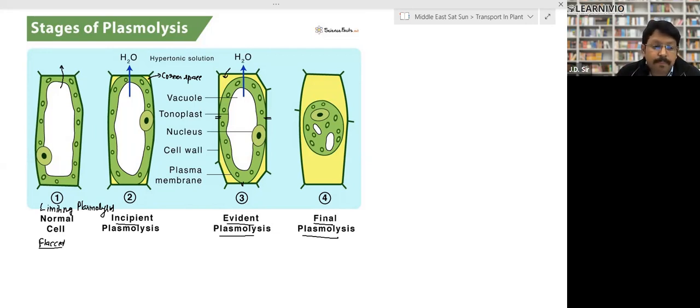Hypertonic solution causes exosmosis, or withdrawal of water, from the cytoplasm, then the central vacuole of the cell. Full stop.